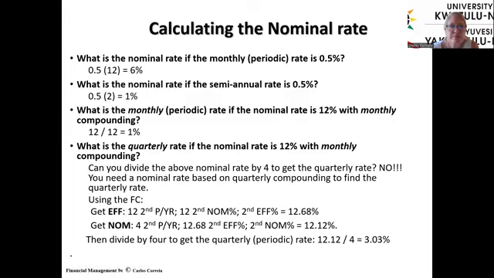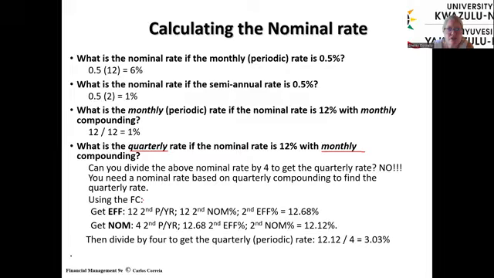Now, this was the tricky one. What is the quarterly rate? Let me get myself a pen. What is the quarterly rate if the nominal quoted rate is 12% with monthly compounding? Okay. As I said before, you can't just divide the 12% by 4 and use a quarterly rate of 3%. You can't do that because you have to find a nominal rate first that is based on quarterly compounding. So you've got to change your nominal rate based on monthly compounding to one that's based on quarterly compounding. How do we do this?